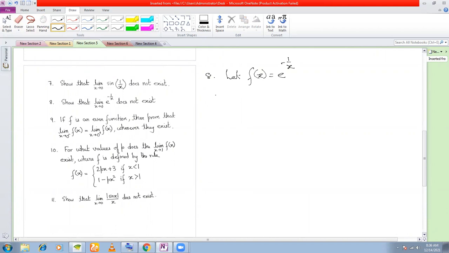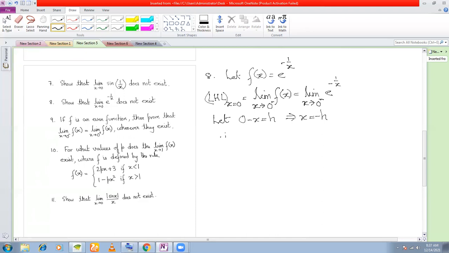Since x tends to 0, we have to calculate the left hand limit at x is equal to 0. Limit x tends to 0 minus f(x), which is equal to limit x tends to 0 minus e to the power of -1 by x. Let 0 minus x is equal to h. That means x is equal to minus h. Therefore, as x tends to 0 minus, h tends to 0.